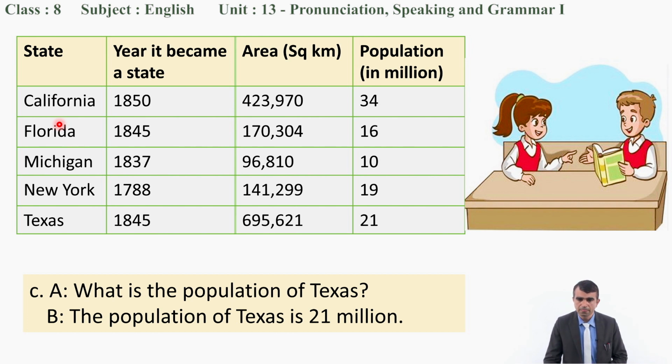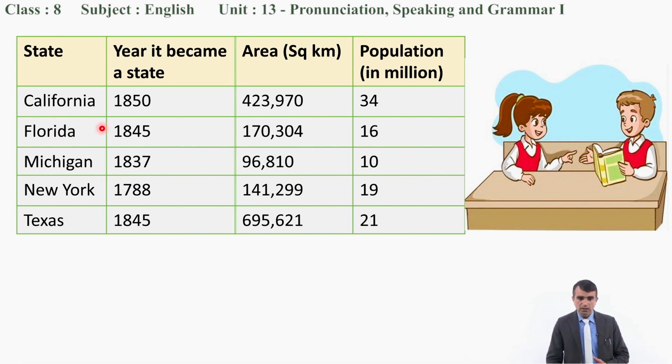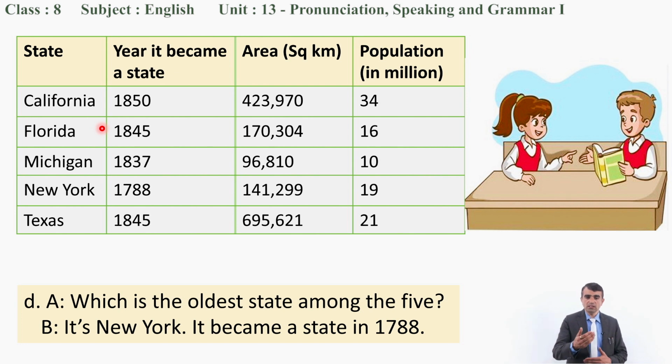Good. Similarly, another question can be, which is the oldest state among the five? Or which is the earliest state, also you can say. So which one? Earliest. So 1788 is here, isn't it? So which state is it? New York. It became a state in 1788. Well, this way you can ask. Several questions you can ask.